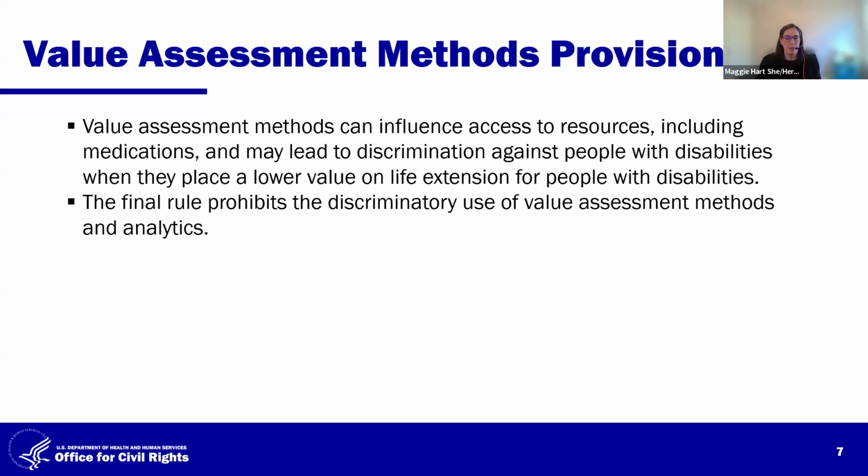Well, the section prohibits recipients from using a value assessment method or tool that, one, discounts the value of life extension on the basis of disability, and two, is used to deny or afford an unequal opportunity for a benefit or service. So it does not prohibit the use of any specific value assessment method, only the discriminatory use of the value assessment method. And I'm going to repeat that again. It prohibits recipients from using a value assessment method that discounts the value of life extension on the basis of disability to deny or afford an unequal opportunity for a benefit or service to a person with disabilities.